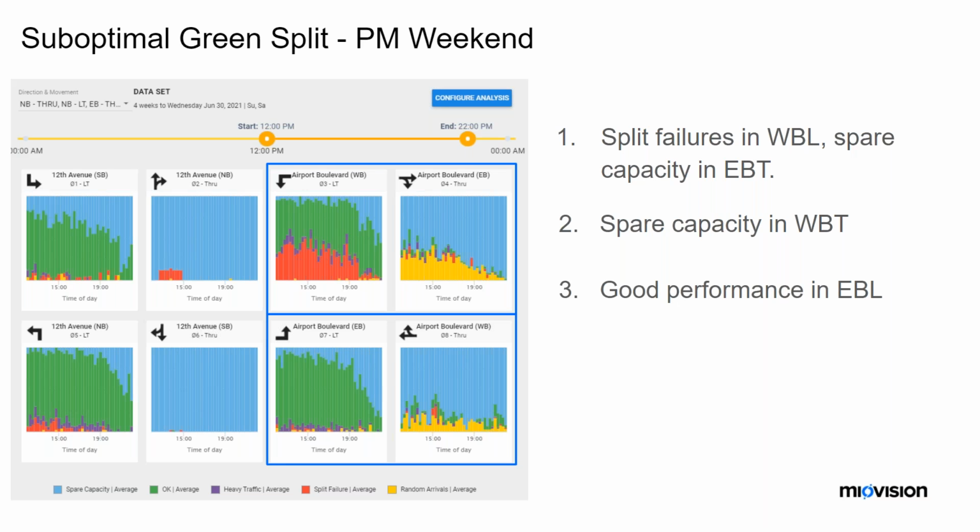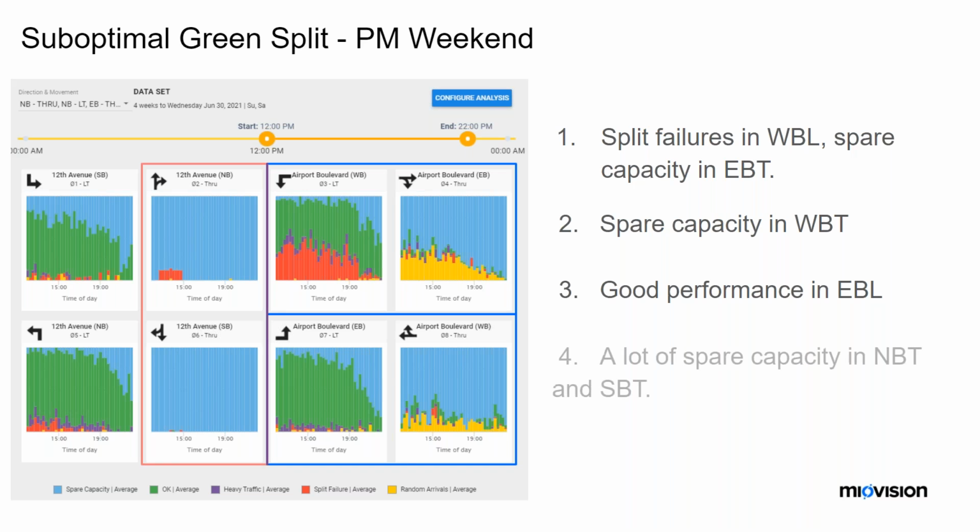As well as the eastbound left movement is operating pretty well. So if the eastbound left and the westbound left are tied together and we end up giving them a bit more green time, that might appear as a bit more spare capacity in that eastbound left turn. If they're not tied together, then that's great. We don't need to give that eastbound left turn any more time because it's operating pretty well as is.